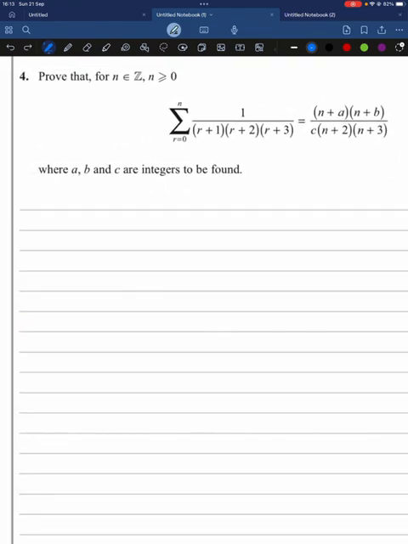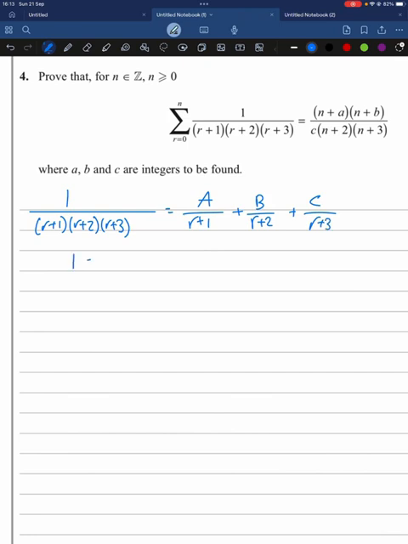So first of all, we'll have to do a big partial fraction decomposition. So we'll get 1 over (r plus 1)(r plus 2)(r plus 3) is equal to a over r plus 1 plus b over r plus 2 plus c over r plus 3. So 1 is equal to a lots of (r plus 2)(r plus 3) plus b lots of (r plus 1)(r plus 3) plus c lots of (r plus 1)(r plus 2).